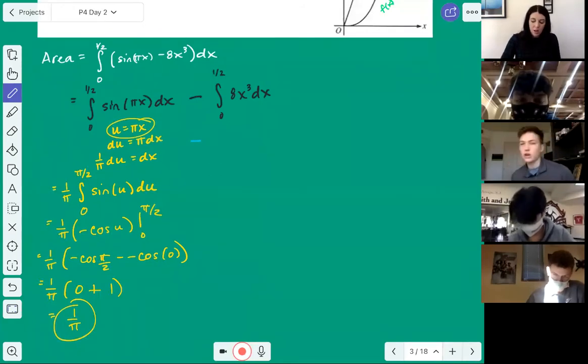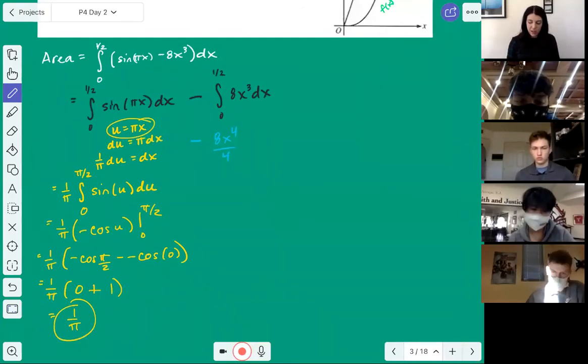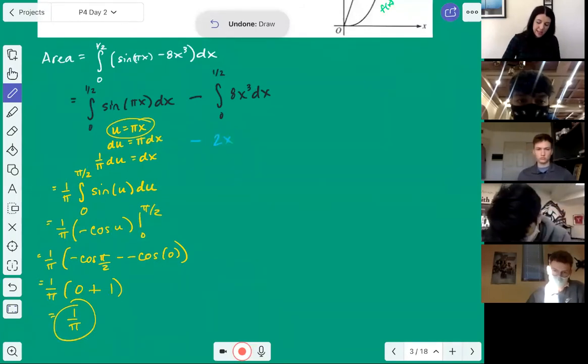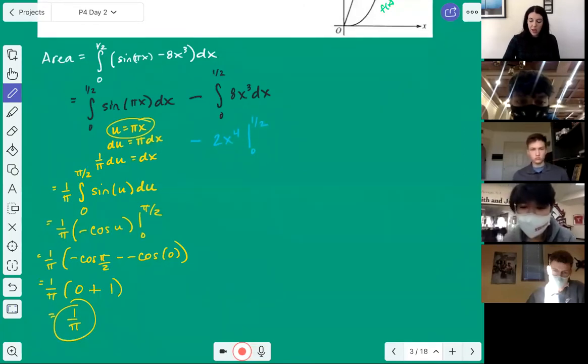8x to the 4th over 4, just to clarify, and then you can simplify that to 2x to the 4th. Excellent job. And we don't need a c here because we have bounds. Be careful, if we didn't have bounds, we would need a c. Okay, what's the next step, Riley?